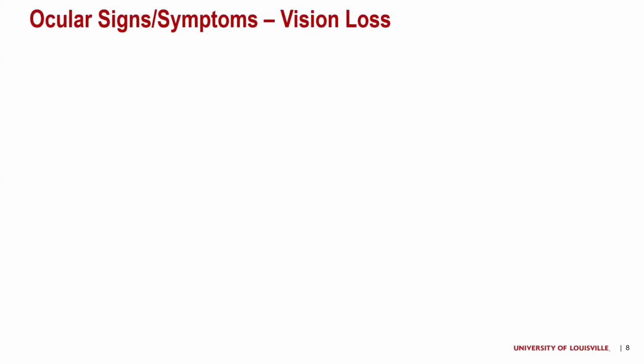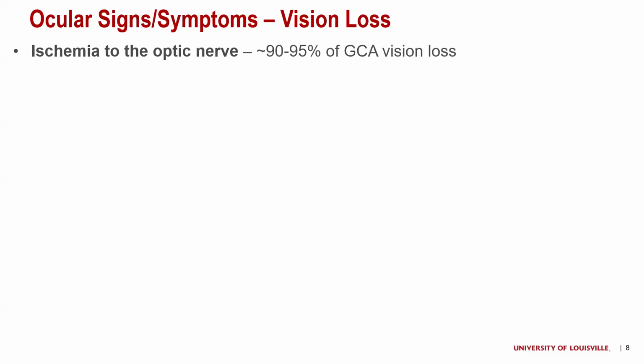Now, as I discussed earlier, the signs that most people worry about in giant cell arteritis, at least the ones that are most dreaded, are many times the ocular symptoms, most notably vision loss. So let's talk about that a little more specifically. Vision loss from giant cell arteritis is going to be due to ischemia to tissue due to claudication of arteries, most notably the central retinal artery, the ophthalmic artery, the posterior ciliary artery. And this will most classically lead to ischemia to the optic nerve. This is the cause of vision loss in 90 to 95% of giant cell arteritis cases.